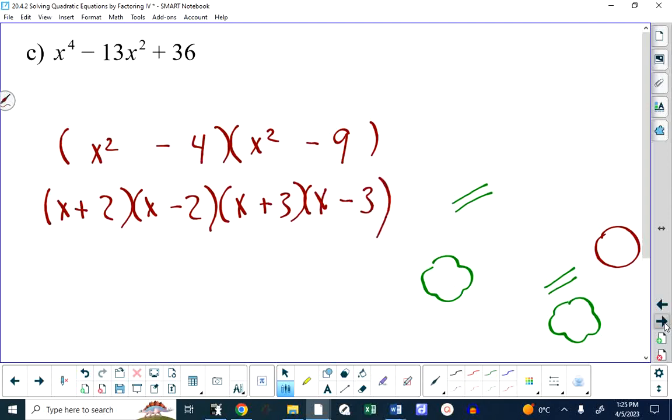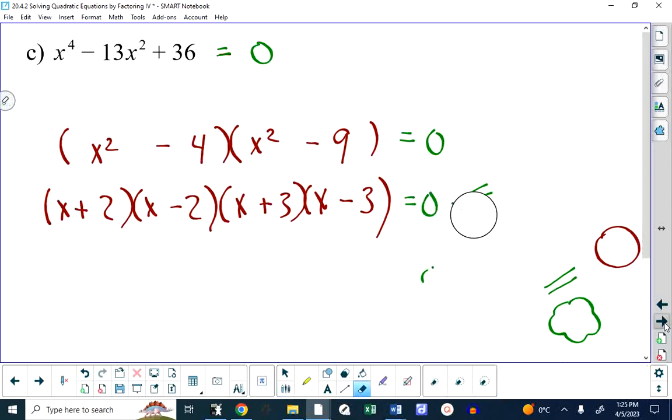And by the way, even though we're not doing this today, you now have the skills to solve some degree 4 equations. The solutions to this equation, which I don't want you to write, would be negative 2, positive 2, negative 3, positive 3. I say some because not everything is factorable.